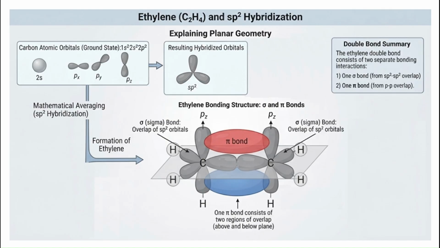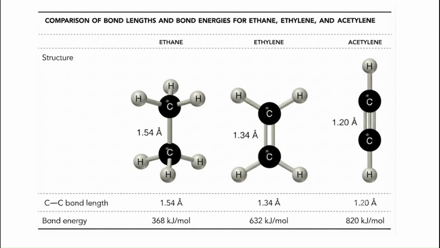Bond strength and bond length. The information we have seen in this section allows us to compare single bonds, double bonds, and triple bonds. A single bond has only one bonding interaction, a sigma bond. A double bond has two bonding interactions, one sigma bond and one pi bond. And a triple bond has three bonding interactions, one sigma bond and two pi bonds.